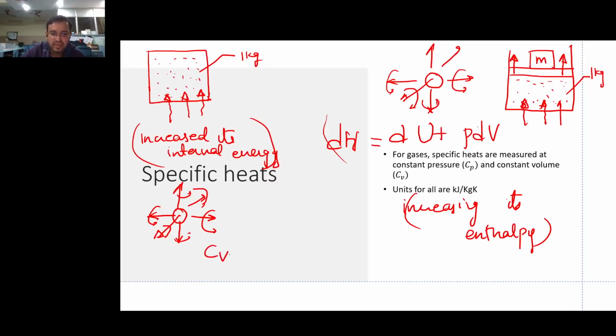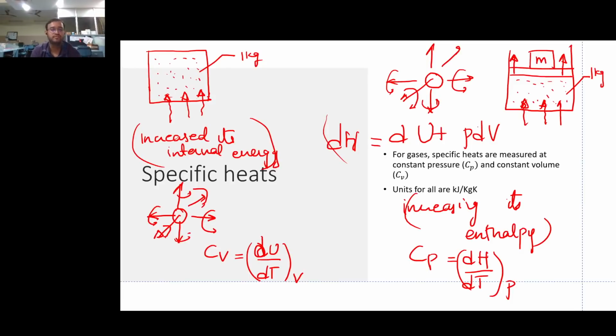So Cv is nothing but dU by dT, that is, change in internal energy upon change in temperature at constant volume, and Cp is change in enthalpy upon change in temperature at constant pressure. This is the way we express Cp and Cv for gases. Let us look at this concept a bit more.